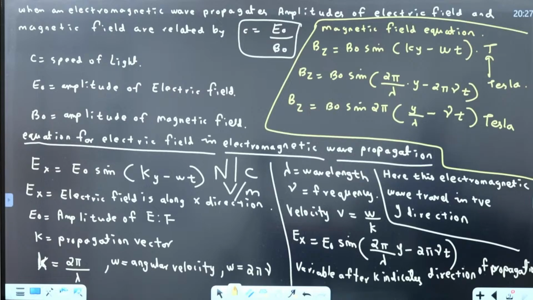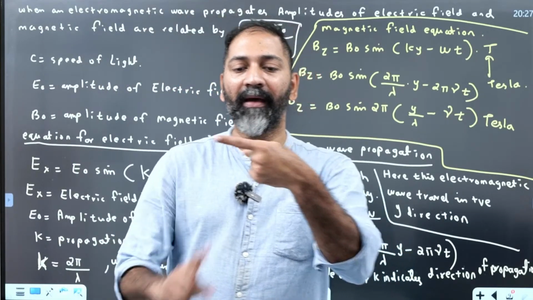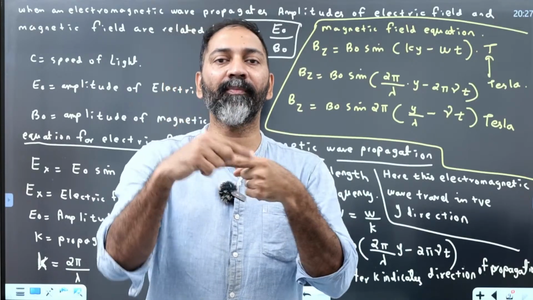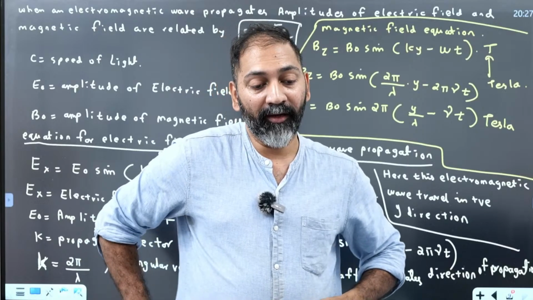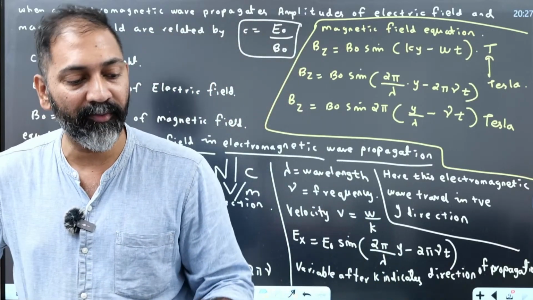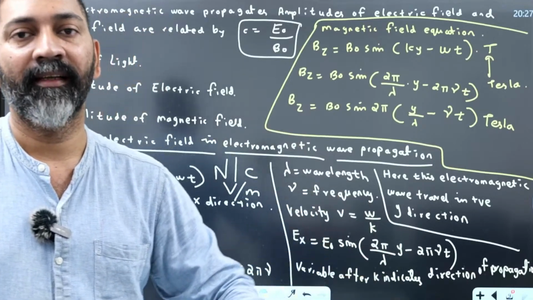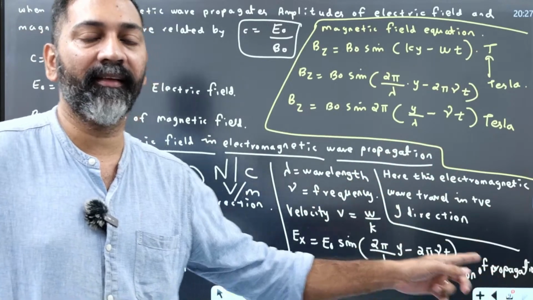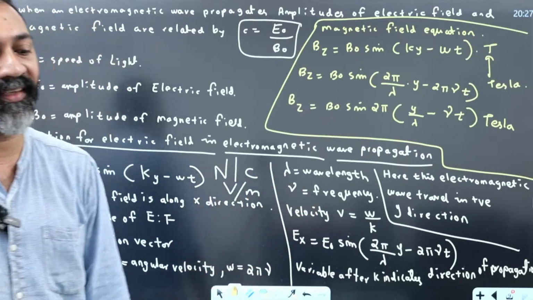If the electromagnetic wave is traveling in y direction, why is it written Ex? Ex is the electric field. I told you, Devika, when an electromagnetic wave propagates, electric field, magnetic field and direction of propagation are all mutually perpendicular. So if the wave is traveling in y direction, electric field can be either in x or z. Here magnetic field is along z direction, so electric field has to be along x direction. Then only will they become mutually perpendicular.